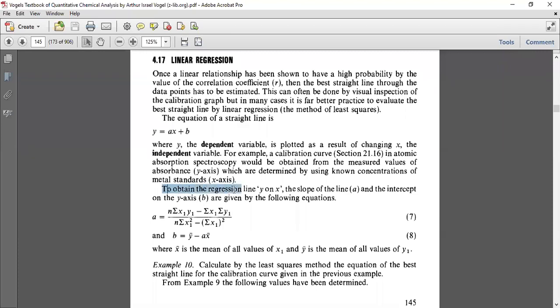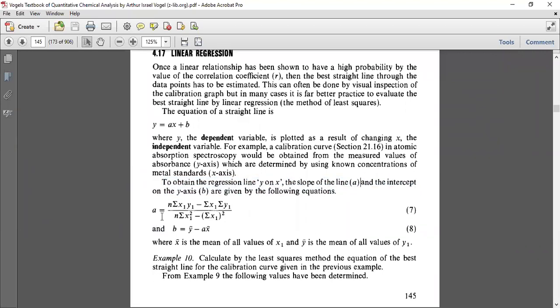To obtain the regression line y on x, the slope of the line and the intercept on the y-axis are given by the following equations. a is equal to the slope of the line. How will you calculate it? a = n summation of x1 y1 minus summation of x1 into summation of y1, divided by n summation of x1 square minus (summation of x1) square. Whereas b is equal to what? Here, how will you calculate b? b = y bar minus a x bar, isn't it? So this is the calculation of the b value, where x bar is the mean of all the values of x1 and y bar is the mean of all the values of y1.